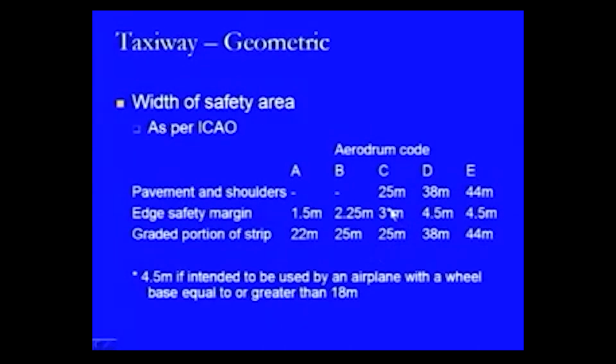Now here, this value of 3 meters being provided for the edge safety margins in the case of C category of aerodromes may be 4.5 meters if it is intended to be used by an airplane with a wheelbase equal to or greater than 18 meters, which means it will become similar to the category of D and E.